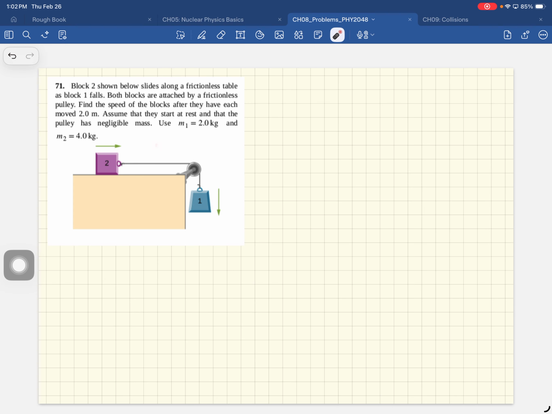So this says block 2 shown below slides along a frictionless table as block 1 falls. Both blocks are attached to a frictionless pulley. They don't state it, but it's frictionless and massless. When it's frictionless and massless, what is it that they're trying to say? Do you guys remember?